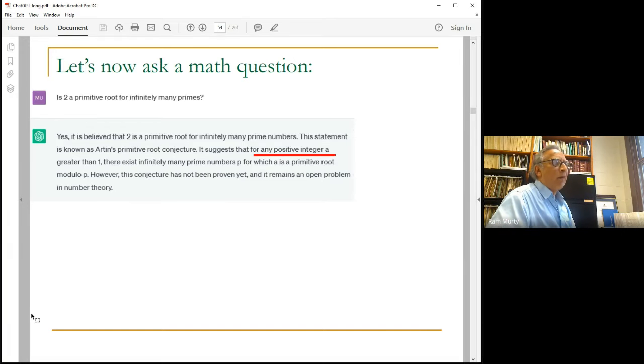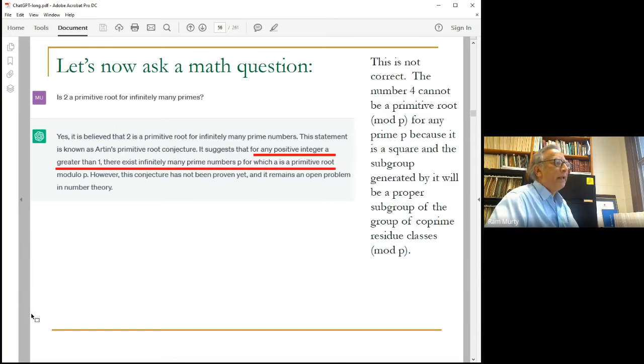Now, that part is wrong. This whole bit, any positive integer a greater than 1, there exist infinitely many prime numbers p, for which a is a primitive root. That's false. This is not correct. The number 4 can't be a primitive root simply because 4 is a square, and the subgroup it'll generate will be a subgroup of the squares. So it can't be a generator of the full group.